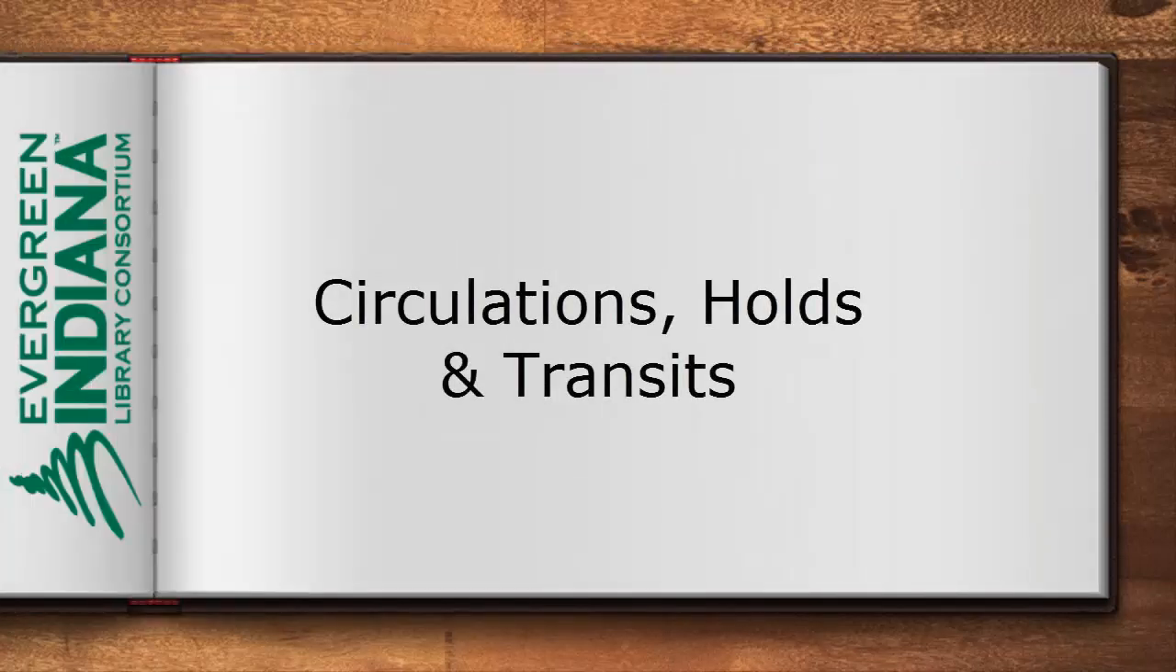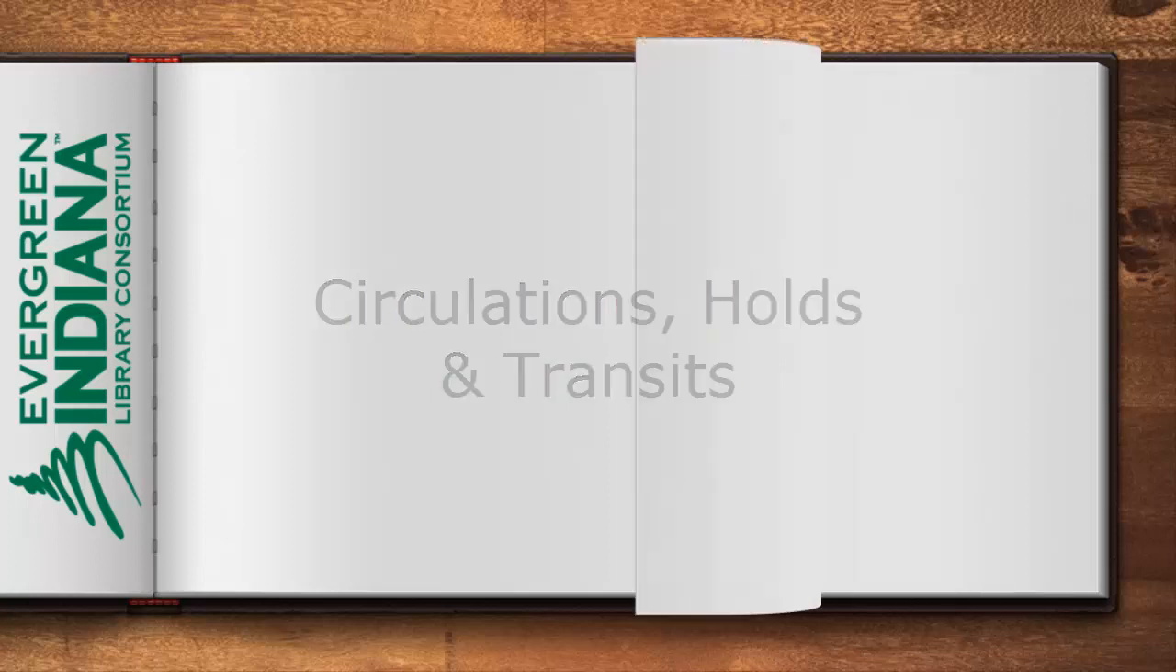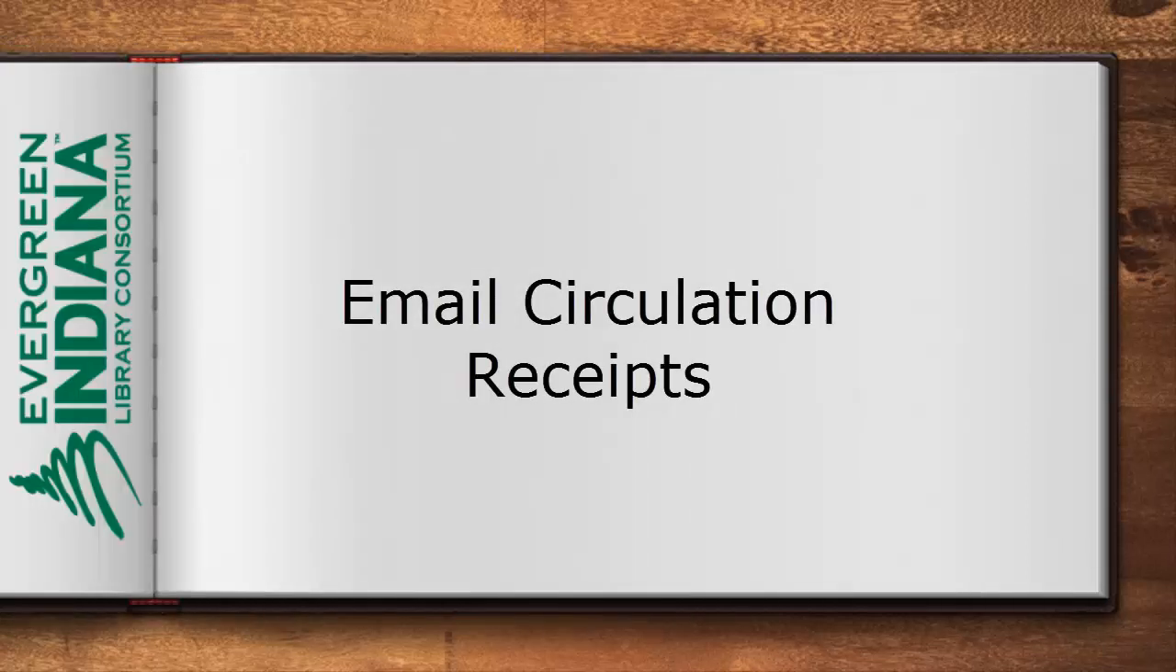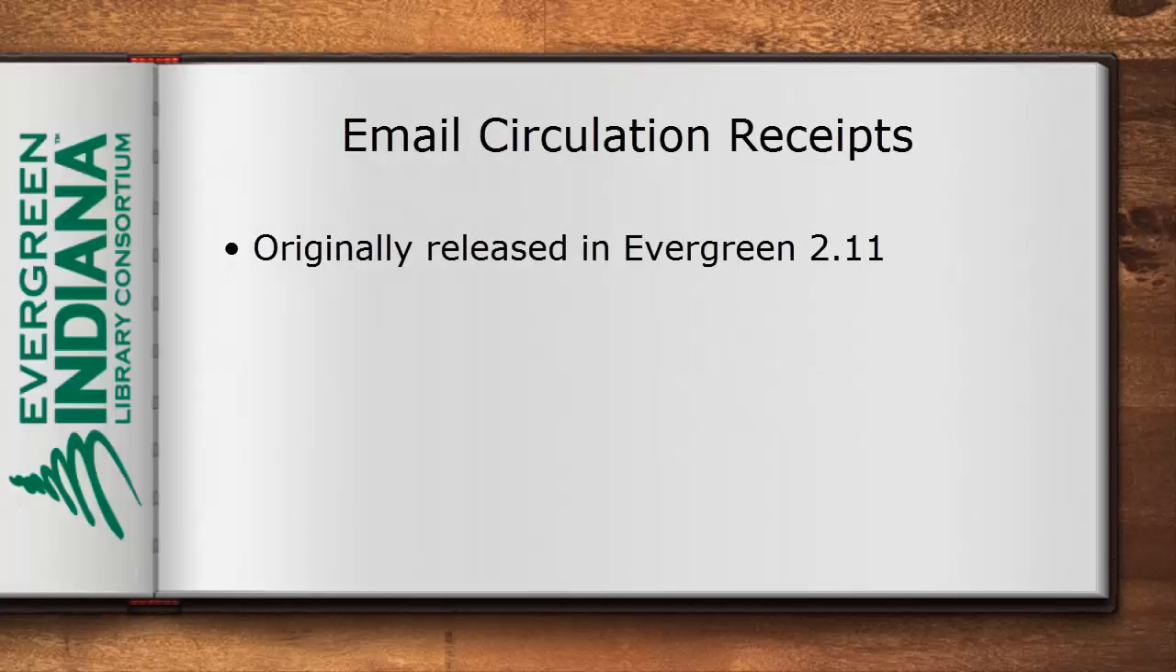Circulation, holds, and transits. Email circulation receipts. Originally released in Evergreen version 2.11, this feature has only ever been available for use with self-check and the web client.